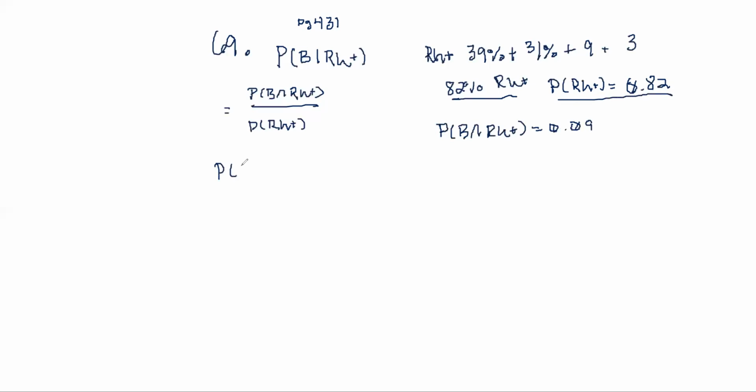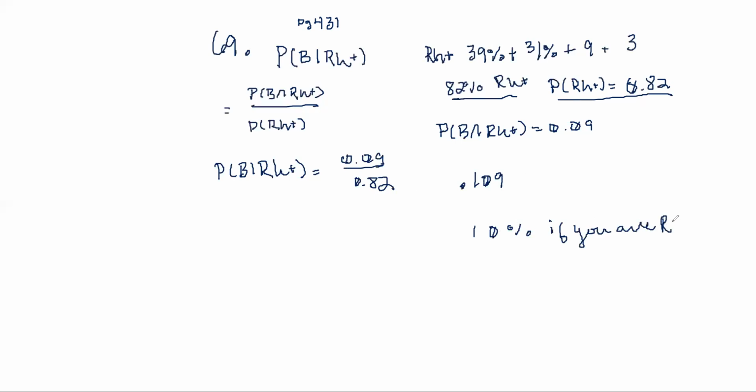So this probability of B given that a person is Rh positive is going to be equal to 0.09 over 0.82. Let's pop that into a calculator. And I believe that is 0.109. So there's about a 10% chance that if you are Rh positive, you have type B blood.